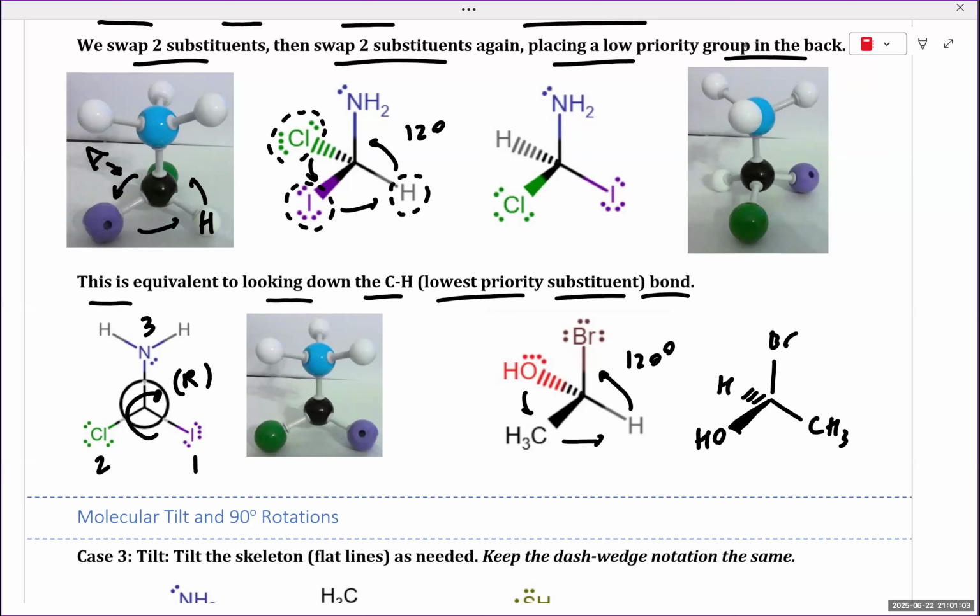This gets the hydrogen in the back. From here, we have our highest priority group being the bromine. The lowest priority group is the hydrogen. The second lowest is the methyl group. Tracing from highest to lowest priority, this in turn gives us a counterclockwise motion, which would be an S stereocenter.